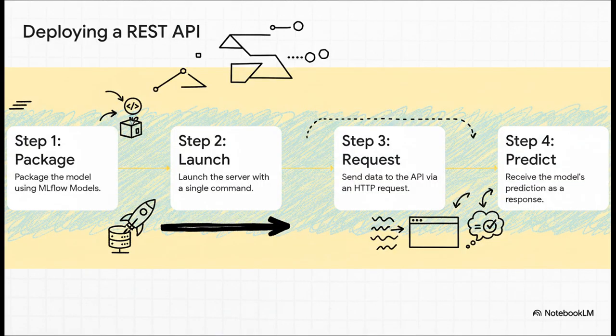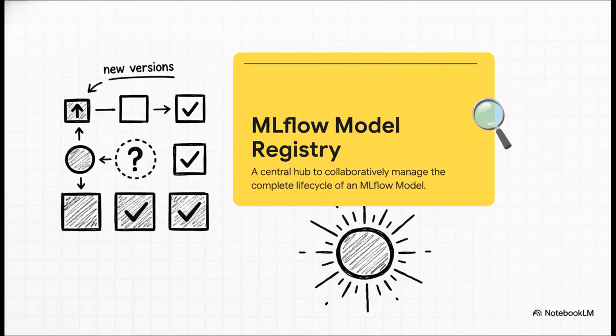And check this out. This is where it gets crazy simple. Once your model is packaged up with its flavors, you can turn it into a live REST API with, wait for it, one single command. That's not an exaggeration. You type one line in your terminal, and bang, you have a server running, ready to take requests and spit out predictions.